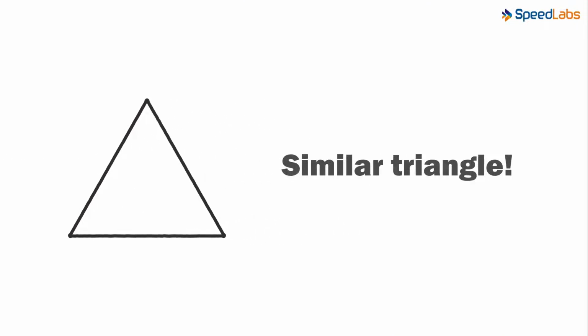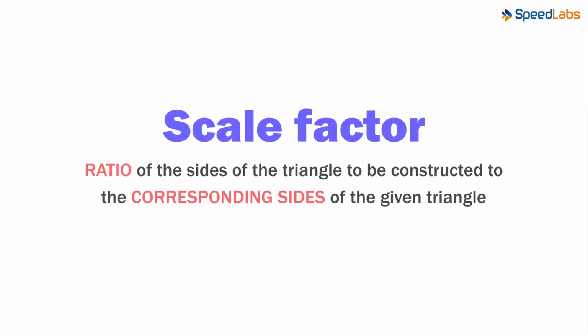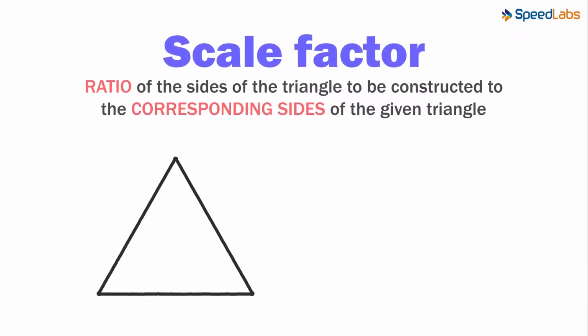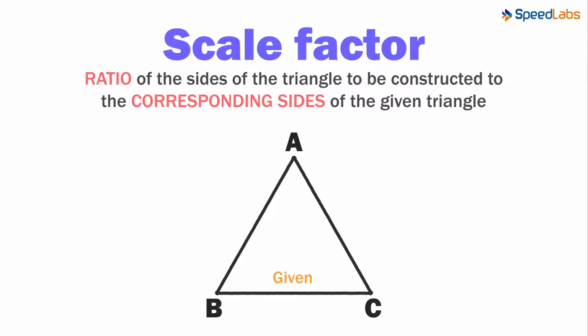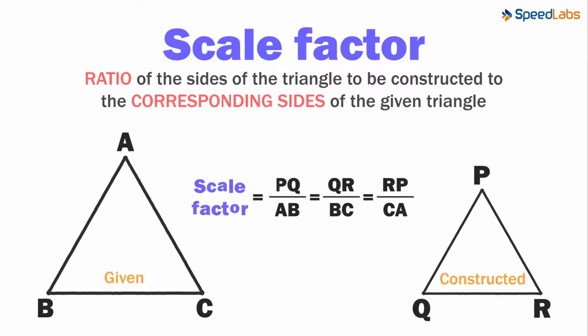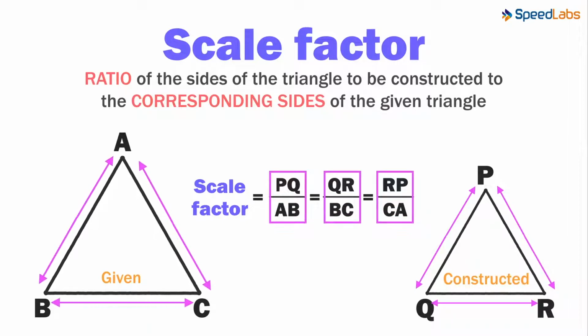But before that, we need to understand something called the scale factor. In simple terms, scale factor is the ratio of the sides of the triangle to be constructed to the corresponding sides of the given triangle. Say we have triangle ABC here. And we draw a triangle PQR similar to this triangle. So here, these three ratios will be the scale factor. Remember, it's the ratio of the sides of the triangles to be constructed to the sides of the given triangle.